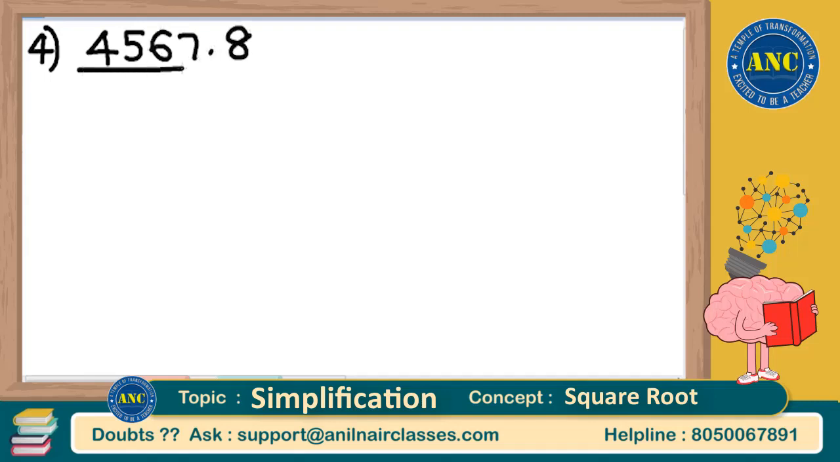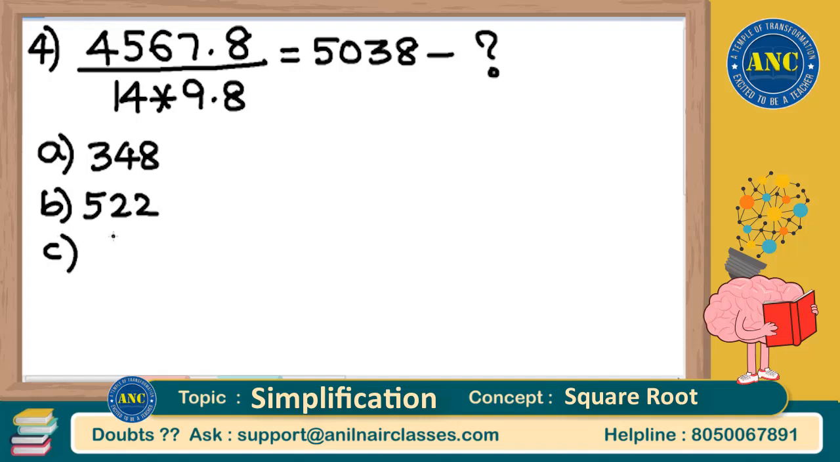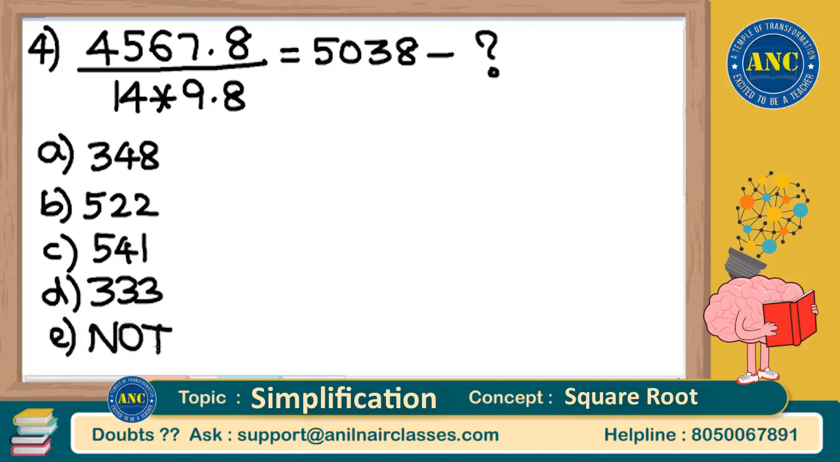4567.8 divided by 14 times of 9.8 is equal to 5038 minus question mark. Your options which came are 348, 522, 541, 333, and the last option is none of these.